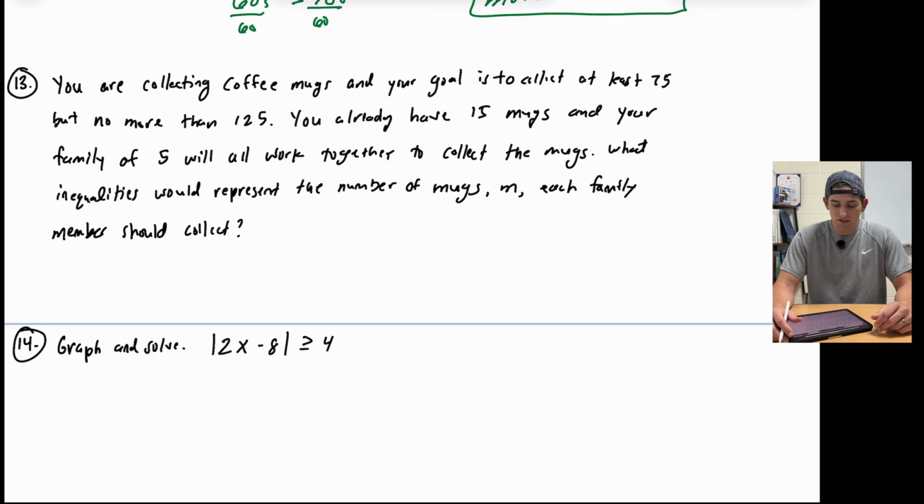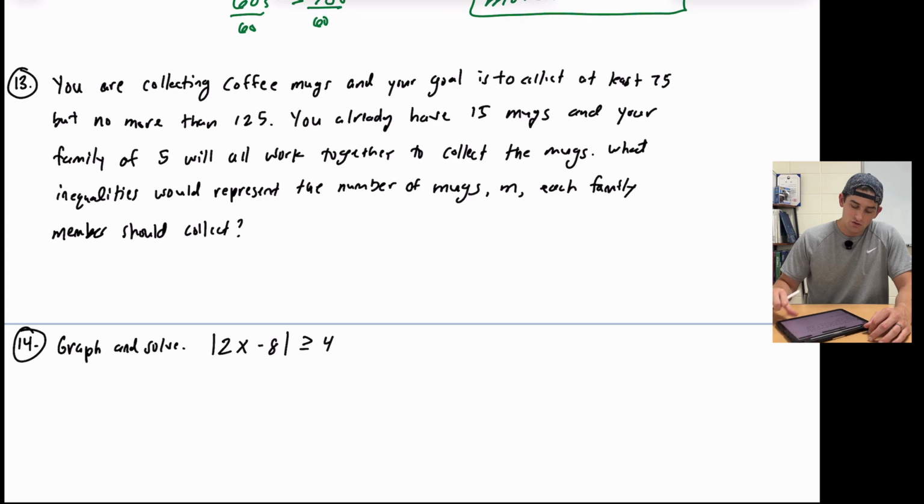You're collecting coffee mugs and your goal is to collect at least 75 mugs. But for whatever reason, space, I guess, you don't want to have more than 125, right? That's just an insane amount of mugs. Take up a lot of space. You already have 15 and your family of 5, so this includes yourself, you're going to all work together to collect these mugs. So it's kind of a family tradition, something that we've started apparently. So we want to figure out how many mugs each family member should collect to help us reach this goal.